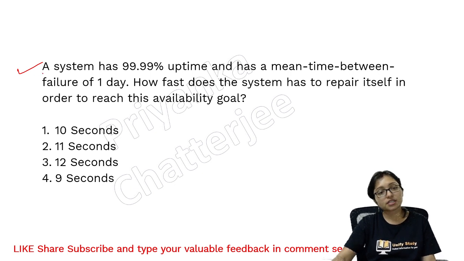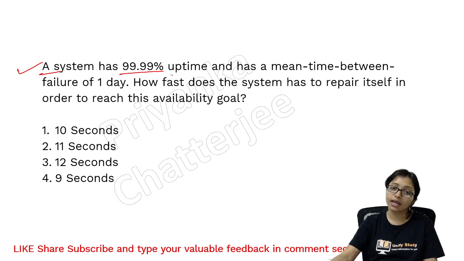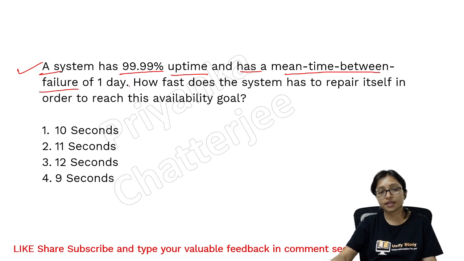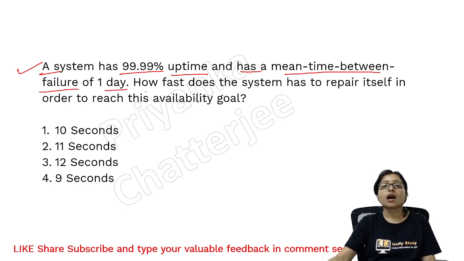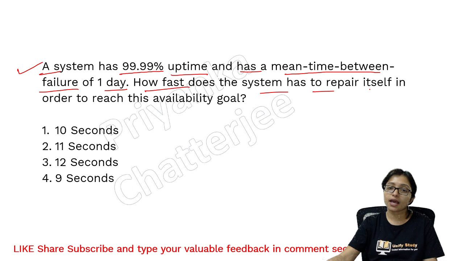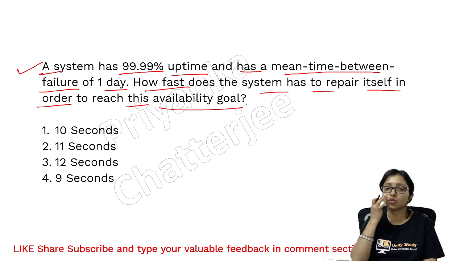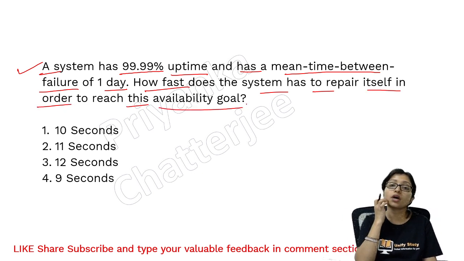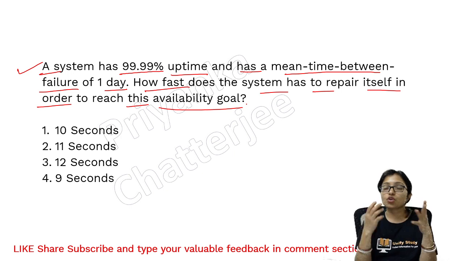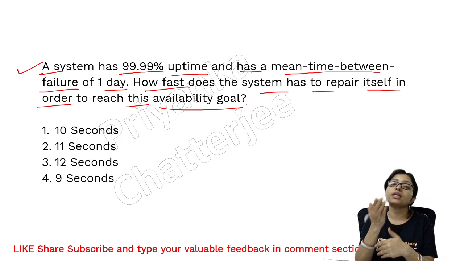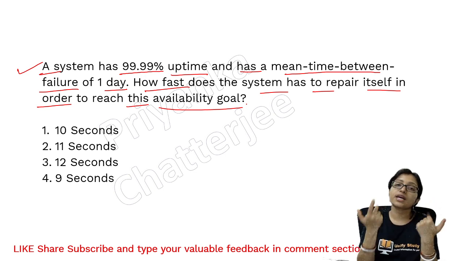Here the question is, a system has 99.99% uptime and a mean time between failures of 1 day. How fast does the system have to repair itself in order to reach the availability goal? Now what is mean time between failure? That means if software is up for 30 days, in 1 month, how many times is the website down?